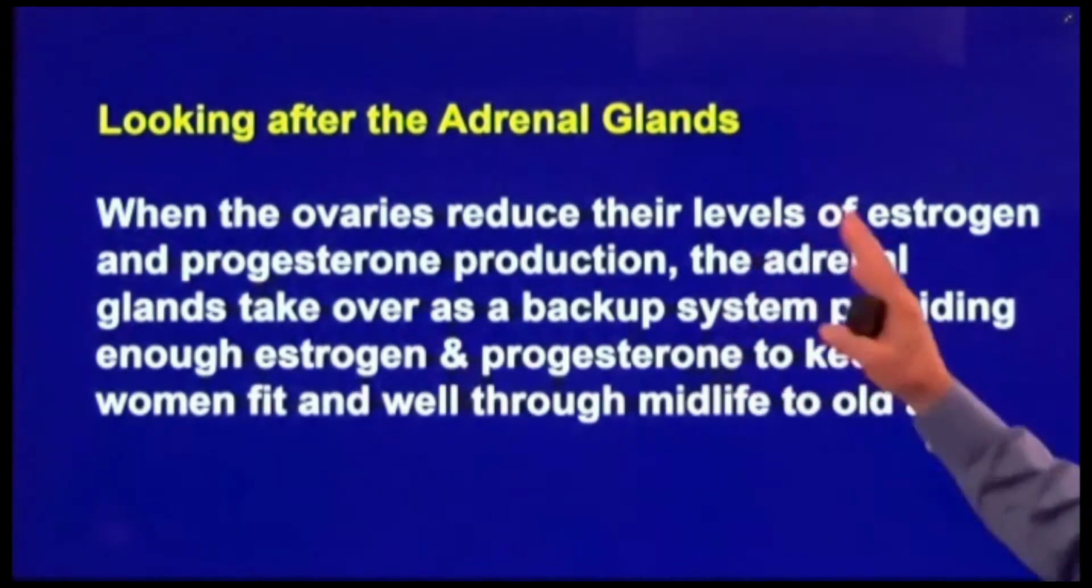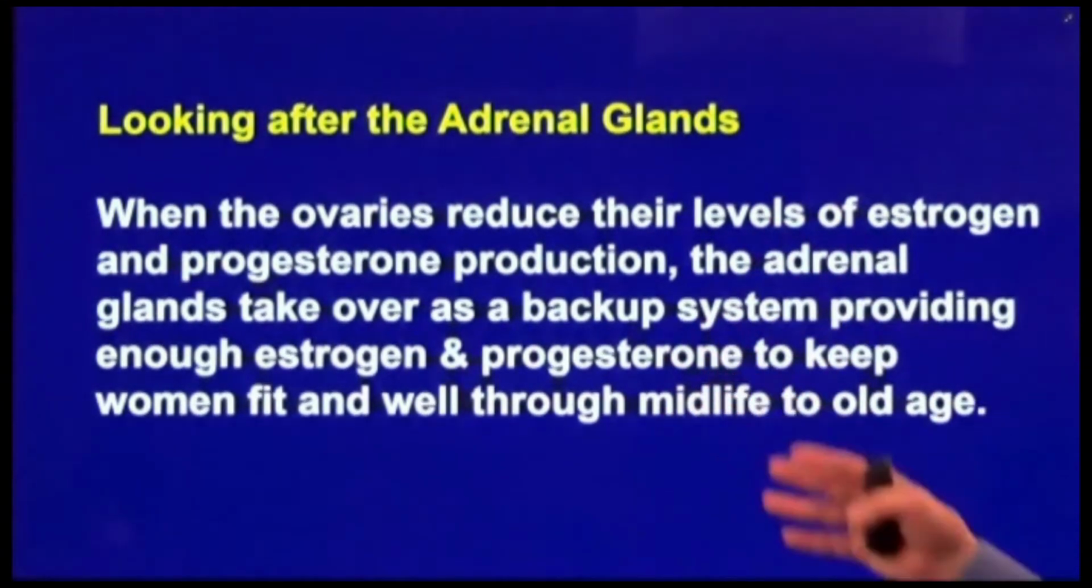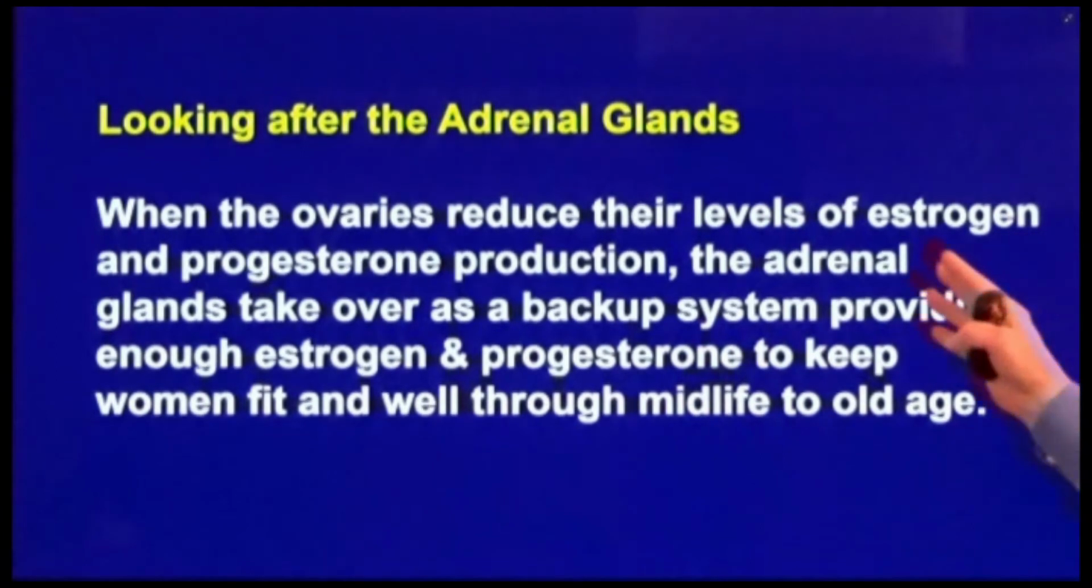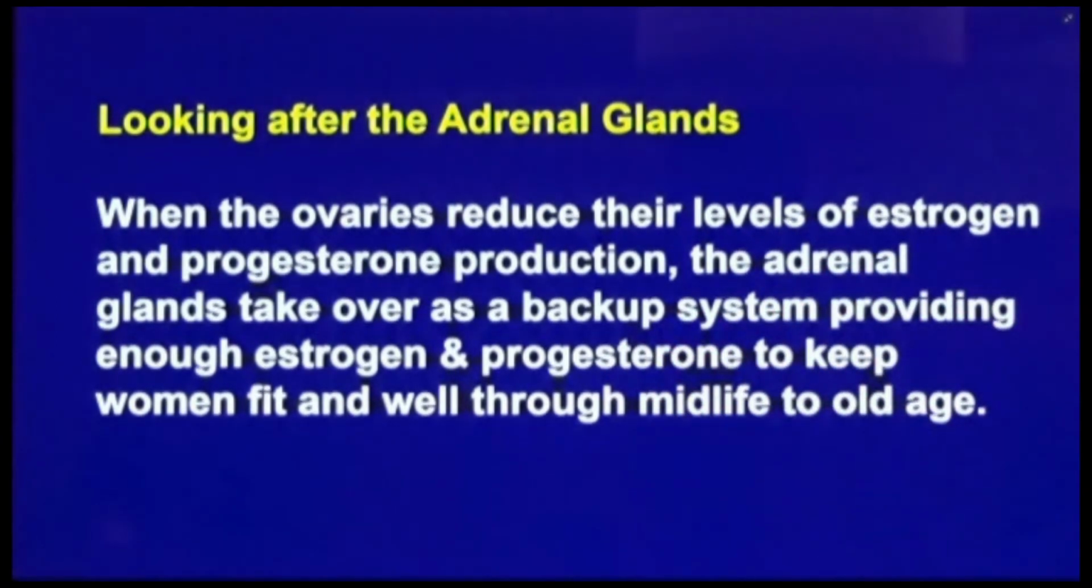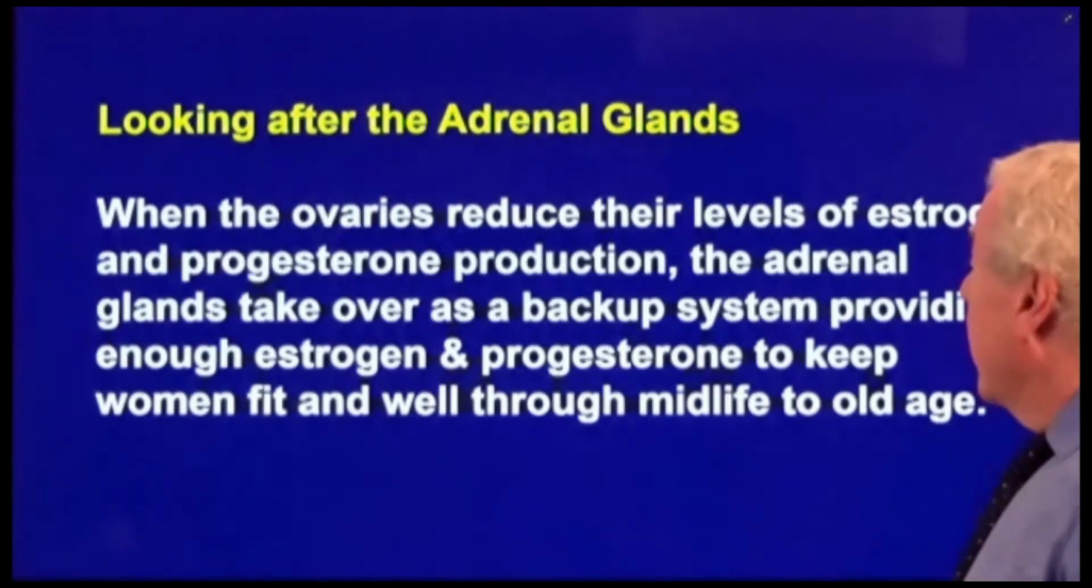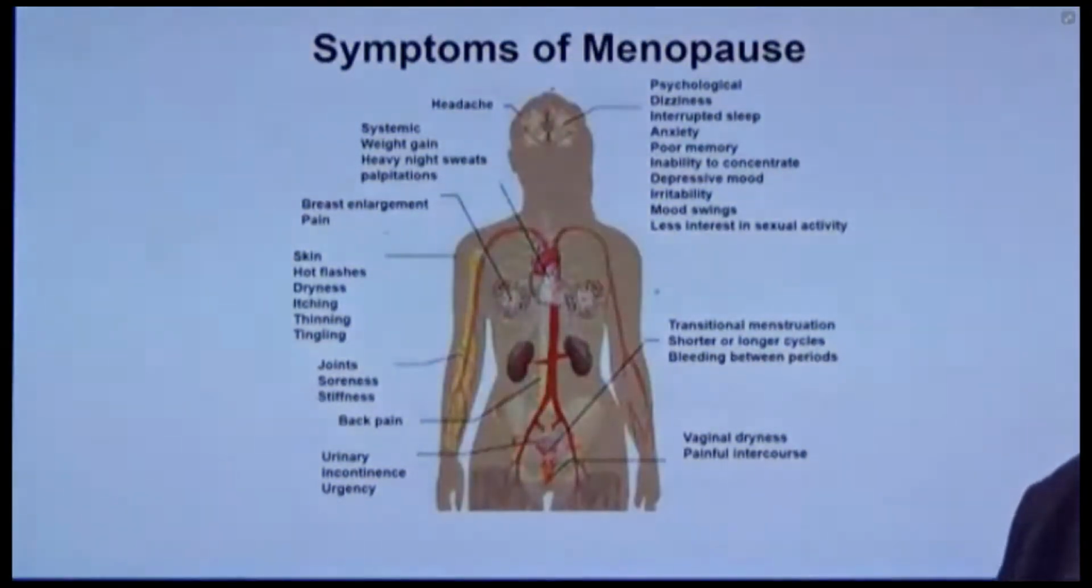So looking after the adrenal glands. So when the ovaries reduce their levels of estrogen and progesterone production, the adrenal glands take over as a backup, providing enough estrogen and progesterone to keep women fit and well through the middle life to old age. So now let's have a look at the symptoms of menopause.